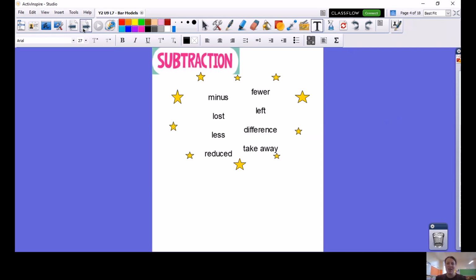Moving into our subtraction, the words we're looking for in our subtraction questions are minus, lost, less, reduced, fewer, left, difference, and take away. And we know as soon as any of those words are used that we're looking at a subtraction question. And when we have a subtraction question, we have the whole and one of the parts, and we're just trying to find that missing part. So let's get on with it today.